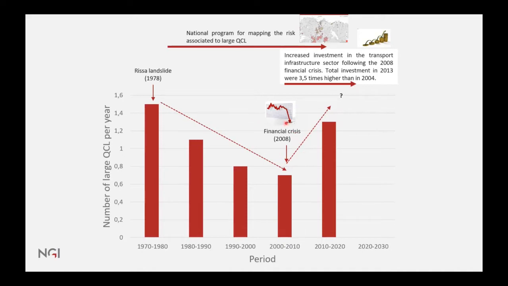There was a financial crisis in 2008, and that led to the government putting more money into the construction of railways, road infrastructure, and so on. Large investment in the public transport and many projects. And then when things go too fast, then you have a higher frequency of landslides. So again, it shows that the work we are doing as geotechnical engineers is very important. So the question is, how will that be during the next decade?